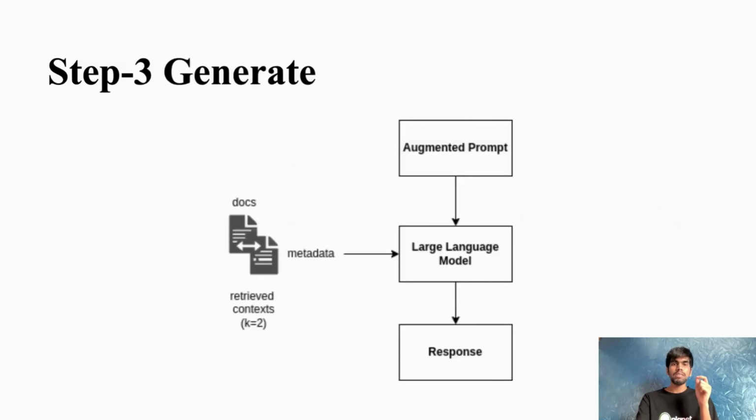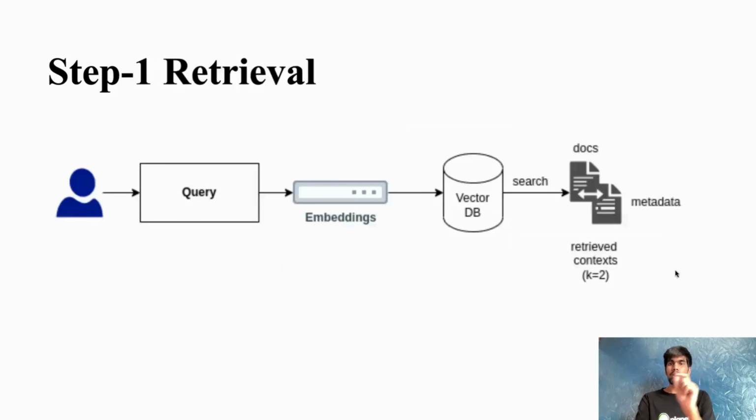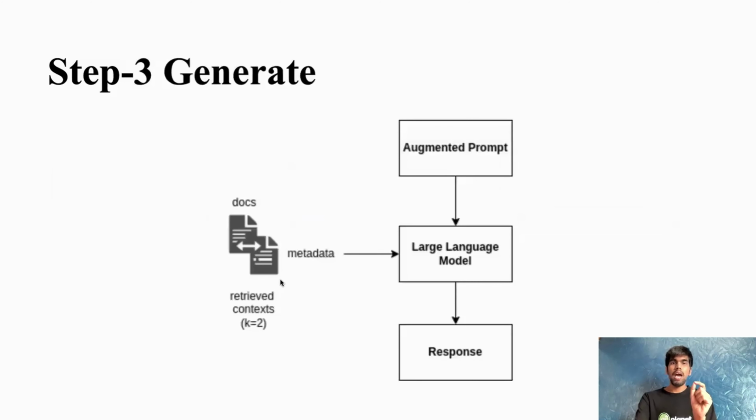Now what you need to do is from step one, you need to take this relevant document as your context and pass it to a large language model along with your augmented prompt. And this is where it will generate you a response. So this is it from the understanding of what RAG is. Now let's jump into how you can build a pipeline of RAG using GenAI Stack.